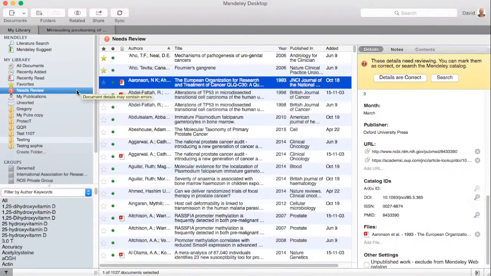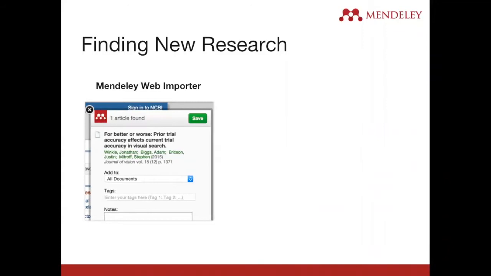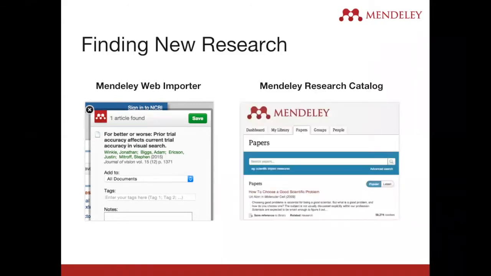Sometimes Mendeley will flag references that need reviewing. From here, you can click Search to run a Google Scholar search to fill in any of the missing fields. Keep in mind that you can always edit these fields manually at any time, and if you make any mistakes, simply undo your changes. There are a few other ways to add documents to your library, namely the Mendeley Web Importer and the Mendeley Research Catalog.